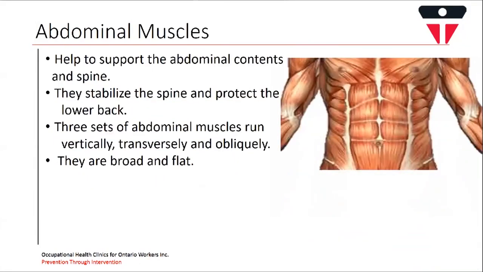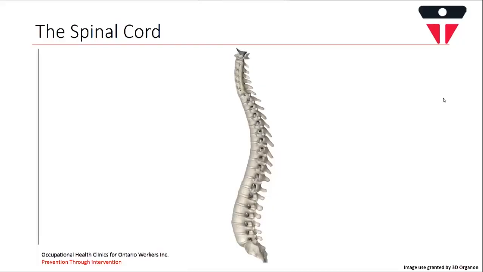The abdominal muscles help to support the spine, stabilize it and protect the lower back. They have sets that run vertically, transversely and obliquely, and they're very broad and flat. The spinal cord, protected within the bone, runs down the entire length of the spine, with branches coming off at every level where the intervertebral discs are, to supply nerves throughout the entire body.